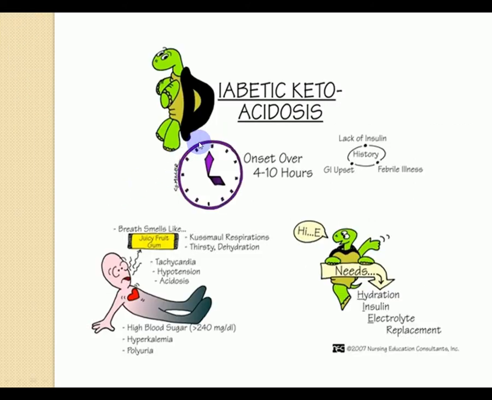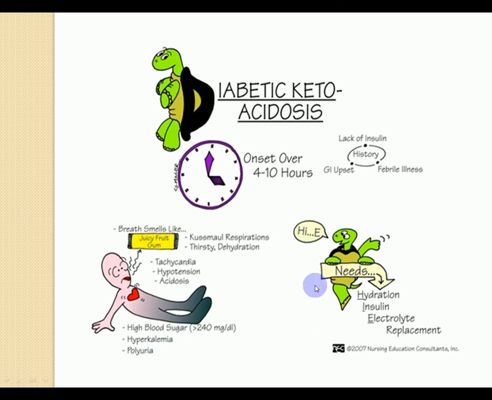So just a little mnemonic here, cartoonish thing to help you. We've got diabetic ketoacidosis, usually occurs over a 4 to 10 hour period. What causes it? Either a lack of insulin, GI upset, could be an illness. What's it result in? Well, you get that fruity smell because of the acetones, the Kussmaul's respirations, thirsty because of the dehydration, tachycardia, hypotension, and acidosis, a high blood sugar, and this is greater than 240, and like I said, usually greater than 300, hyperkalemia, and polyuria.